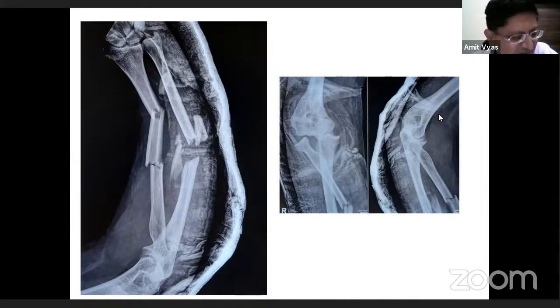And one question from the audience. Should we evaluate the elbow for stability at this point? Anyone wants to take that question?